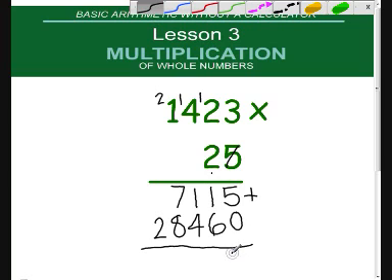5 plus 0 is 5. 1 plus 6 is 7. 1 plus 4, well, that makes 5. 7 plus 8 is 15. I'm going to put the 5 underneath and carry the 1 again. I've got 1 plus 2, which is 3. So that's how you solve a bigger multiplication problem.